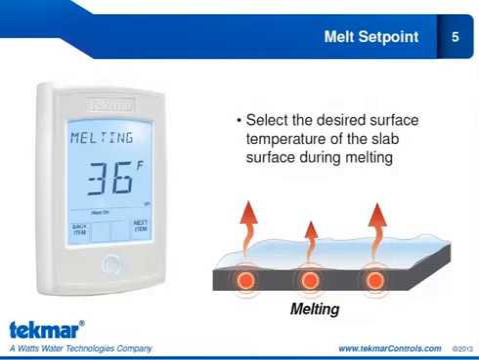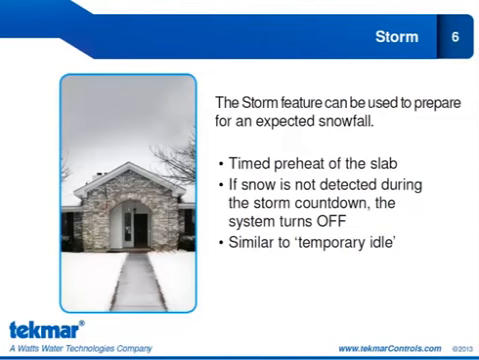The melt set point is also a temperature set point that you would enter in the set temp menu of the 654. So this is the desired surface temperature of the slab during melting operation. Our default temperature is 36 degrees Fahrenheit. That is a standard temperature for the snow melt surface during melting. Typically it can go up to 38 degrees but no higher. When we get higher than that, as we looked at before, we're just going to be increasing our heat losses to the environment.